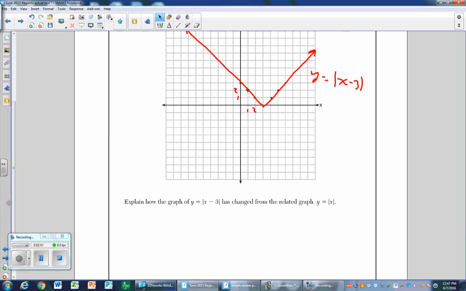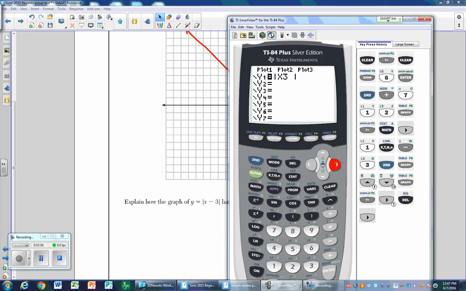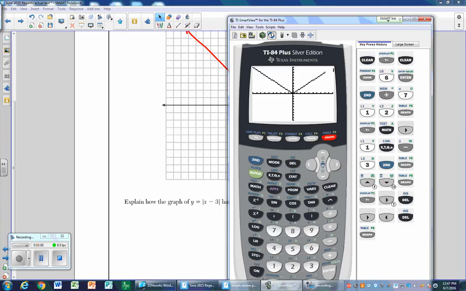Explain how the graph y equals the absolute value of x minus 3 is changed from the graph y equals absolute value of x. There it is. Why don't we take a look at y equals the absolute value of x? It moves 3 places to the right.